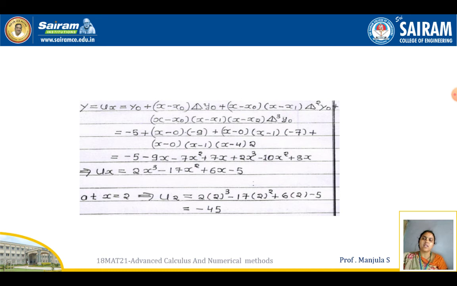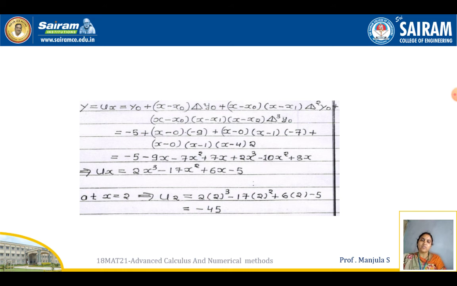Next you write the formula. So y, which is u(x) here, is y0 plus (x minus x0) del y0 plus (x minus x0)(x minus x1) del square y0 plus (x minus x0)(x minus x1)(x minus x2) del cube y0. All the x values, y values, del y0 and del square y0 are there in the table. Here we have to find the polynomial, so in place of x you should not substitute any value. You just write x as it is.